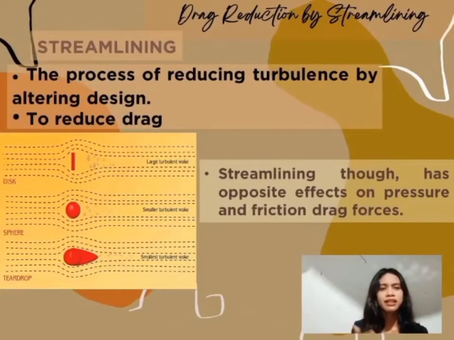So streamlining's main goal is definitely to reduce drag. However, streamlining though has opposite effects on pressure and friction forces. It shows that the more you streamline an object by elongating its rear surface, the more you reduce the size of its wake and the resulting pressure drag. But elongating an object increases its surface area and thus increases the effects of friction drag.